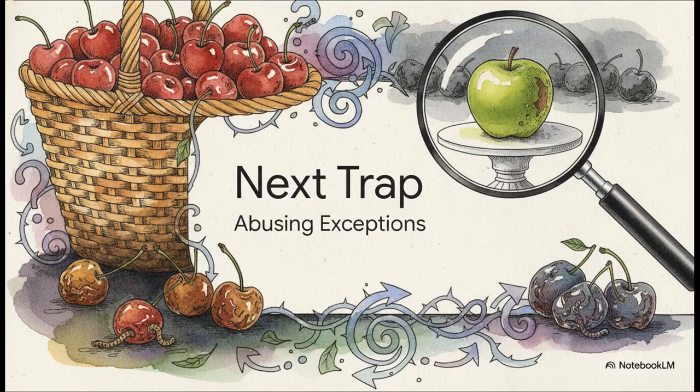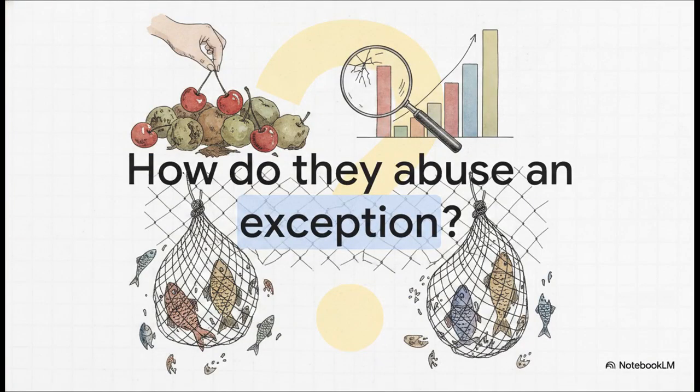So we've successfully uncovered the mechanics of cherry picking today, but the landscape of logical tricks is huge, and our next trap involves abusing exceptions. Think about this. What happens when, instead of hiding the bad data, someone takes a bizarre, one-in-a-million rare event and tries to convince you it's the normal rule? That leads us perfectly to the question we'll leave you with today. How do they abuse an exception? That is exactly what we are going to explore in our next explainer.